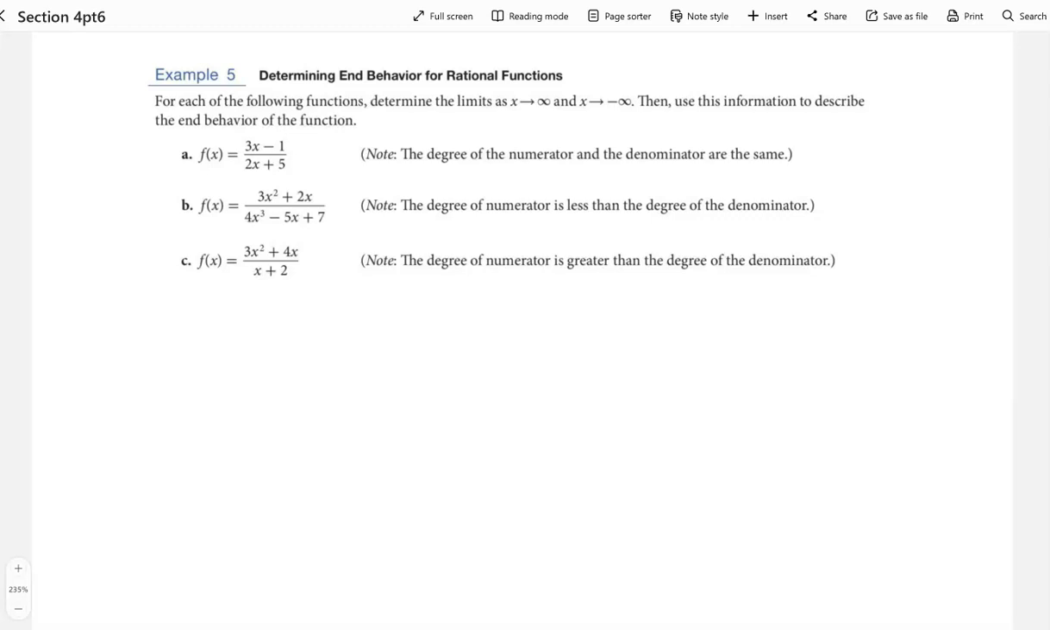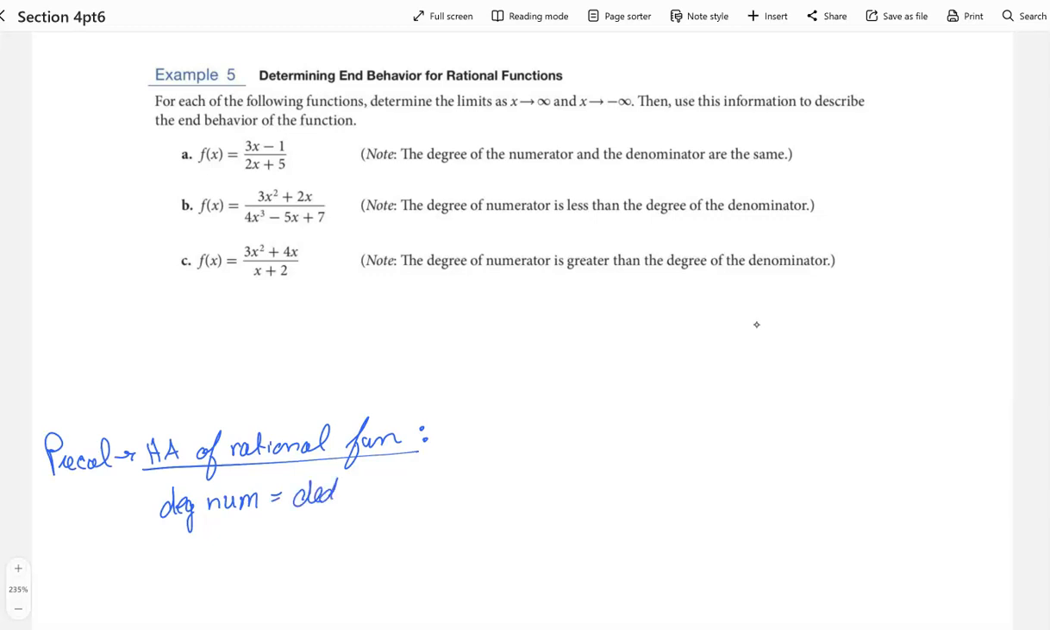The end behavior test also works for rational functions, so let's review those rules from pre-cal. We said we had a set of rules for horizontal asymptote. We said we look at the degree of the numerator and the denominator. So if the degree of the numerator is equal to the degree of the denominator, the horizontal asymptote was the ratio of the leading coefficients.